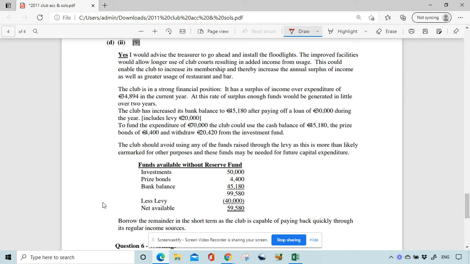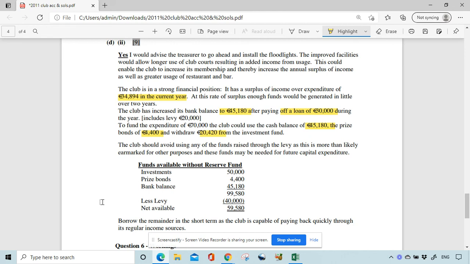The club is in a strong financial position. It has a surplus of income of 34,000 in the current year. So in nearly 2 years, they would have paid back the floodlights. It's increased its bank balance to 45,000, and this is after paying off a loan of 30 grand. To fund expenditure, the club could use their cash balance, the prize bonds, and they also have an investment fund. The club should avoid using any of the funds raised through the levy, as this may be earmarked for further expenditure in the future.